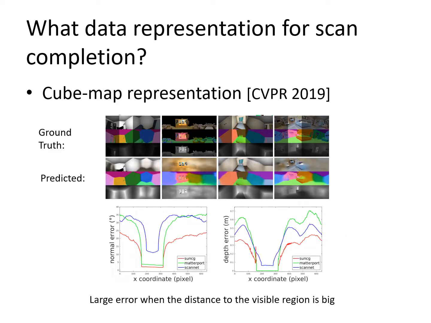The critical task here is to determine a suitable intermediate representation for scan completion. One possibility is to consider the cube map representation, which we used in the CVPR paper last year. However, this representation works less well among regions that are far away from the visible regions due to the limitations in the image-based representations.